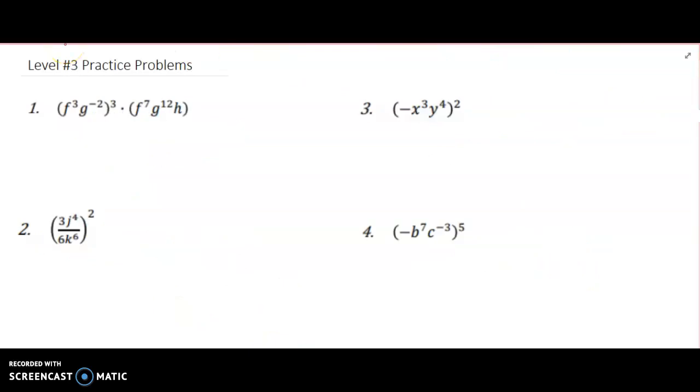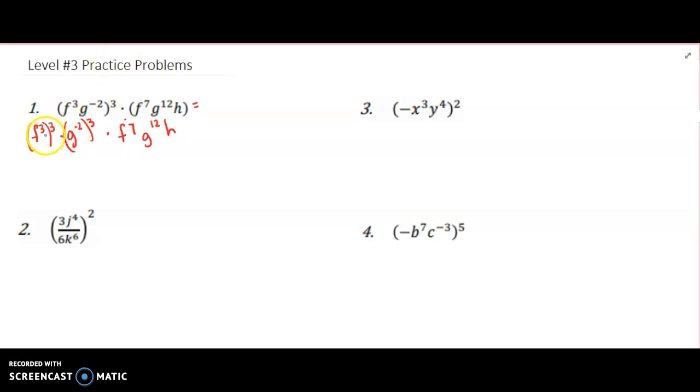All right, let's look at these level 3 problems. Okay, these are even a little bit harder. So all these are to the 3rd power. So this would be f cubed to the 3rd times g to the negative 2 to the 3rd times, and these are all to the 1st, so just f to the 7th, g to the 12th, h.